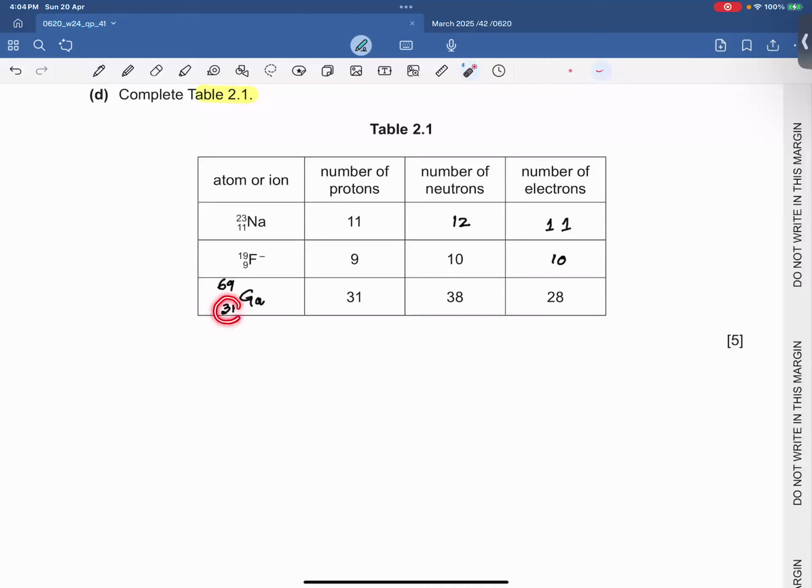So 31 is the proton number, which is why it has 31 protons. How many electrons do we have? 28 electrons, which means 3 electrons are lost from its valence shell, which means it has a 3 plus charge. Okay. So that's the symbol of the gallium ion. By the way, 69 and 31, you will get what? 69 minus 31, you will get 38.